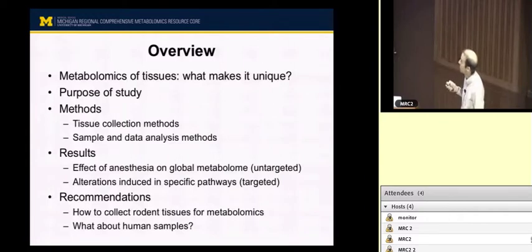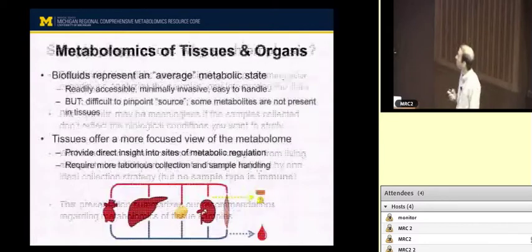We'll look at the methods that were used, so tissue collection methods that I evaluated, the sample and data analysis methods, just to sort of link it back to the chromatography and mass spec that you heard earlier in the lecture, and then some results. So we'll look at the effect of anesthesia on the metabolome on an untargeted and a targeted level, and then recommendations. What's the best way to do this? And what about human samples? If you ever have an occasion to collect a biopsy sample, what's up with that in terms of metabolomics?